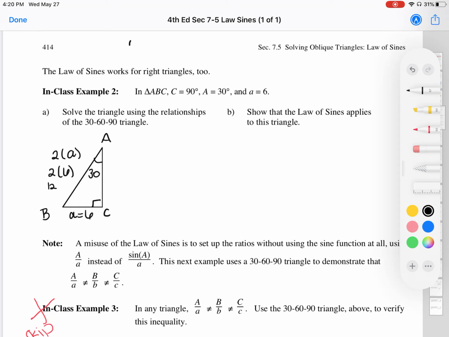So we can find side C, and I'll leave it to you to find and prove that side B truly is 6 square root of 3. Now 6 square root of 3 is going to be given to you in decimal form. So you're going to get something that looks like 10.39, so 10.4.